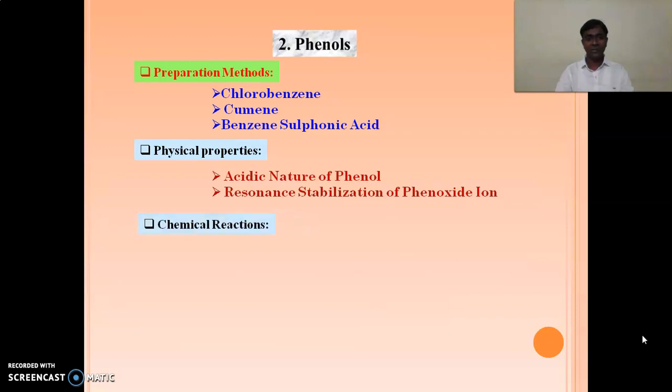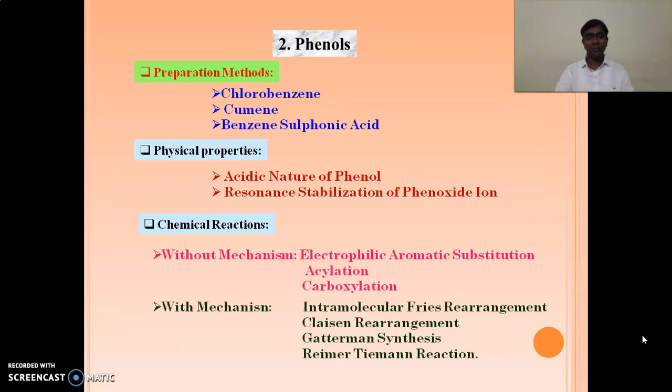In the next point, we will study the chemical reactions. In this, there are two types of chemical reactions, that is with mechanism and without mechanism. In without mechanism, we will discuss the electrophilic aromatic substitution reactions, acylation reactions, and carboxylation reactions. Here, electrophilic aromatic substitution means an electrophile is attached to the phenol compounds, and acylation and carboxylation in the same manner. Acyl group and carboxyl group are attached to the phenolic compounds.